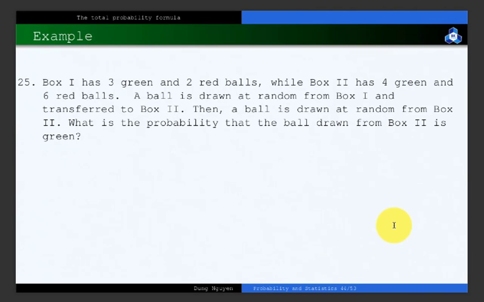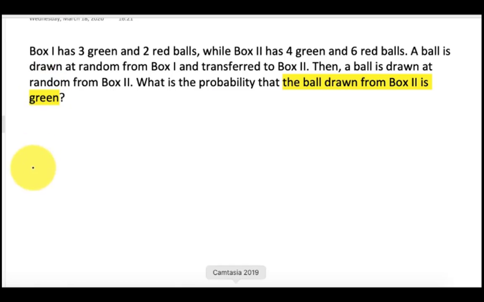Next, let's consider the following example. There are two boxes. Box 1 has 3 green and 2 red balls. Box 2 has 4 green and 6 red balls. You withdraw a ball at random from box 1 and transfer that ball to box 2. Then select another ball from box 2. What is the probability that the ball drawn from box 2 is green? I'm going to draw the tree.